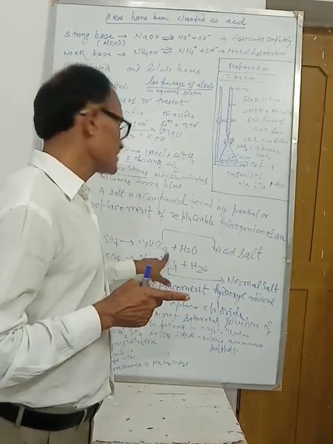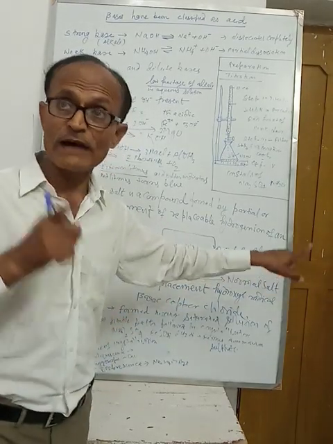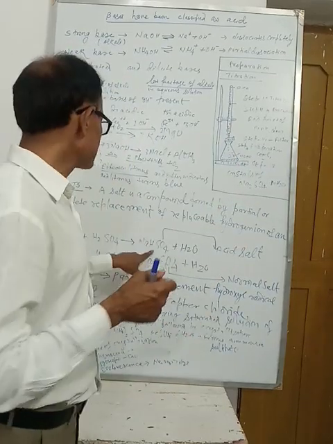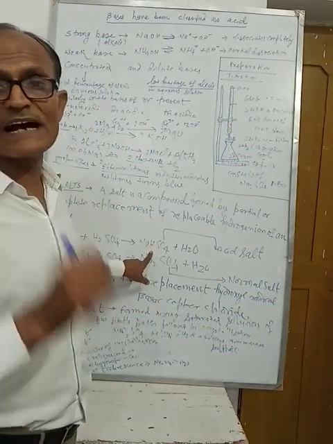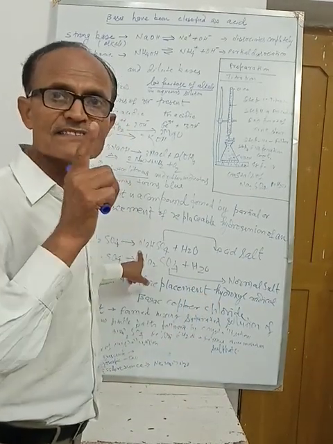And a salt, NaHSO4, sodium bisulfate, forms. This is an acid salt. Why do we say acid salt? It is a kind of salt because it contains at least one replaceable hydrogen ion in it. So ये एक तरह का acid salt.